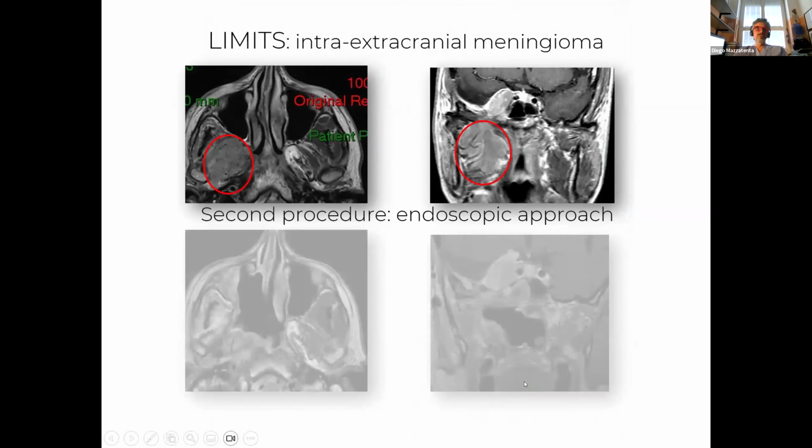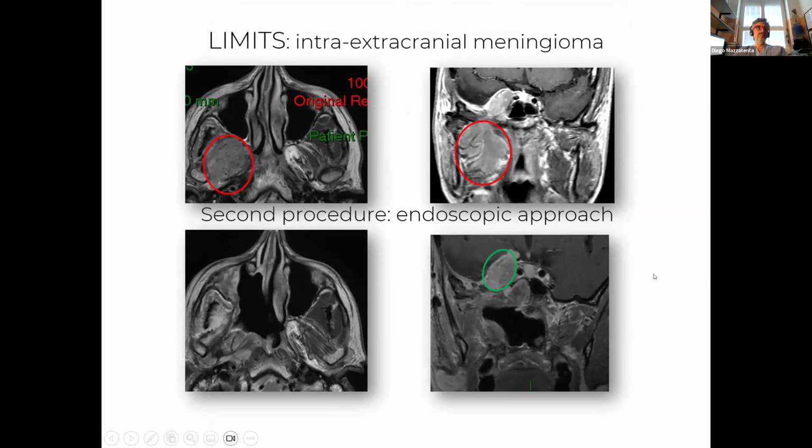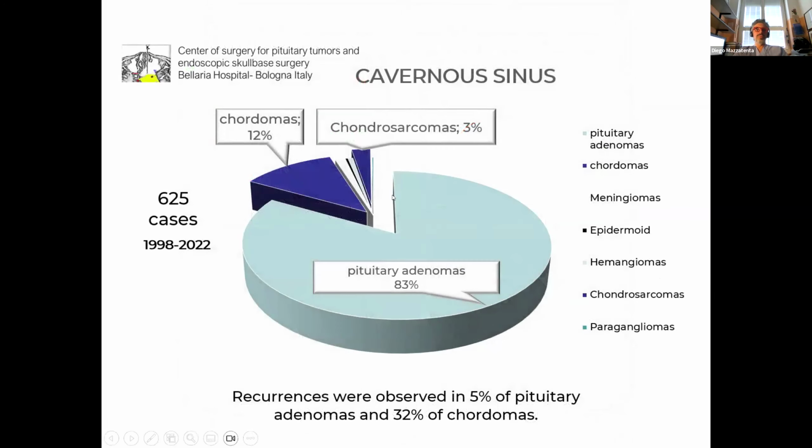What remains is the part located inside the cavernous sinus. In our experience, in our opinion, we believe that the best approach for this type of tumor located in the cavernous sinus is radiosurgery. We don't touch this type of tumor using the endoscopic approach.